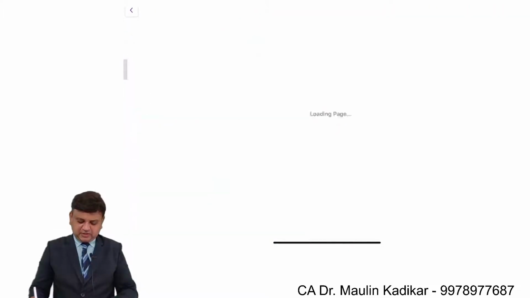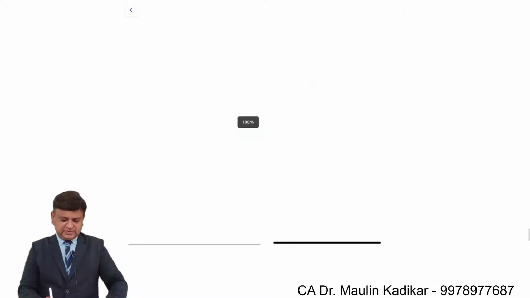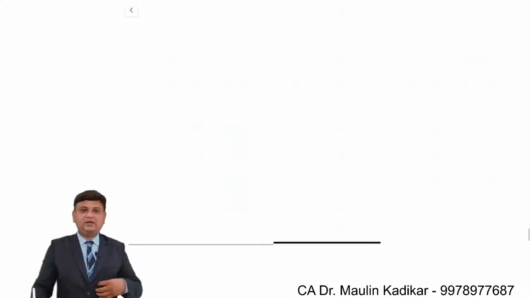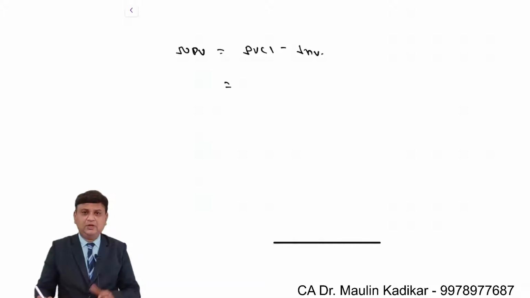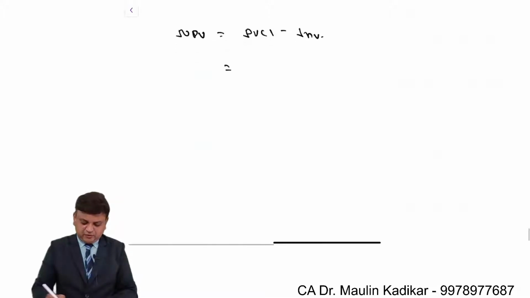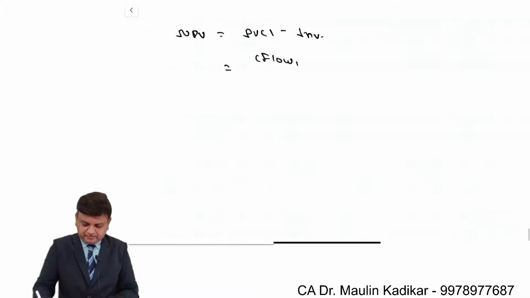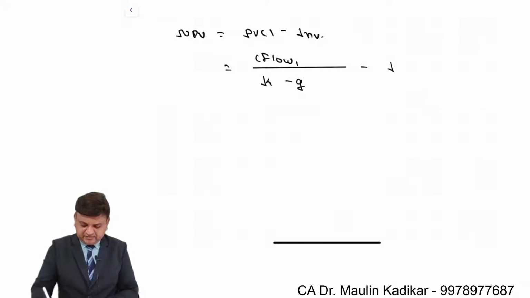So friends, over here we are required to apply a formula which is similar to the dividend discount model. So we'll make the calculation of NPV like this. It is present value of the cash inflow minus investment. So what is present value of the cash inflow? We can say it is the cash flow at the end of year 1 divided by cost of capital minus growth rate, minus investment.